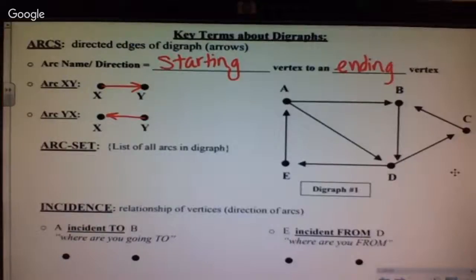So, Devin, give me one edge for my graph. A to E. E to A. I'm sorry, E to A. Devin realized he can't use A to E because the arrow points from E to A. So I've got an edge that goes from E to A. Hey Zeus, give me another one. Give me another arc from this picture. A to B.